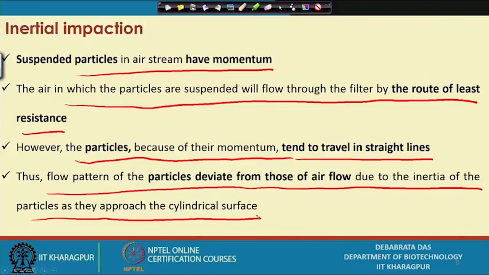So, here we consider one critical air velocity. That means, what is critical air velocity? Critical air velocity is the velocity above which the particle will be collected due to inertial impaction, because it tries to follow the same path. Otherwise, at less than the critical air velocity, it will follow the normal air path, and then inertial impaction will not work.